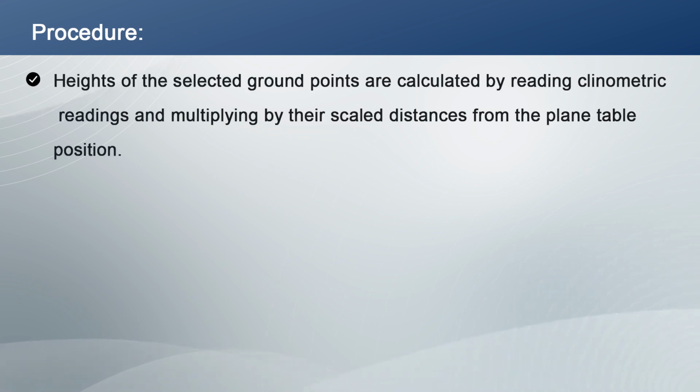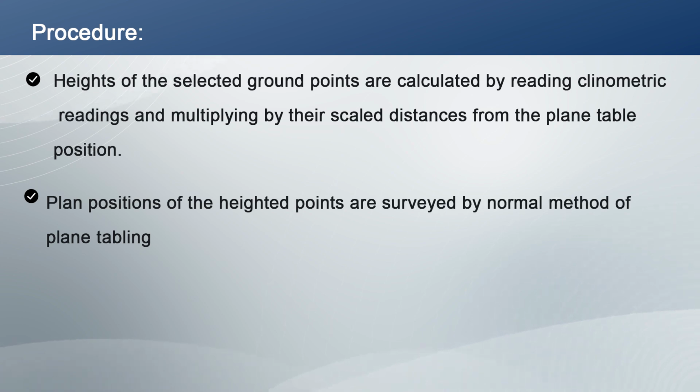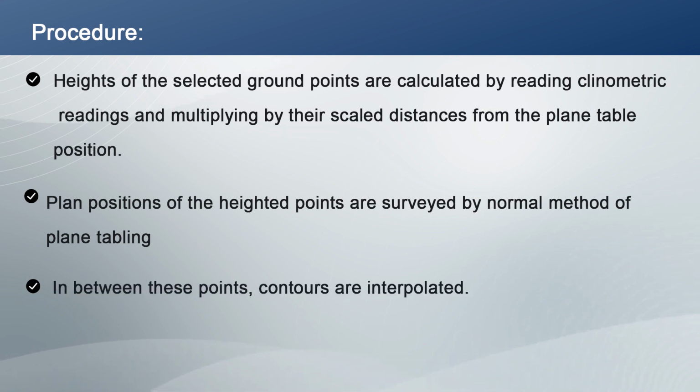Let us see the procedure of this method. Height of the selected ground points are calculated by reading clinometric readings and multiplying by their scale distances from the plane table position. Plan positions of the heighted points are surveyed by normal method of plane tabling. In between these points, contours are interpolated, keeping in view the nature of the ground, and an experienced surveyor draws contour without any serious error.